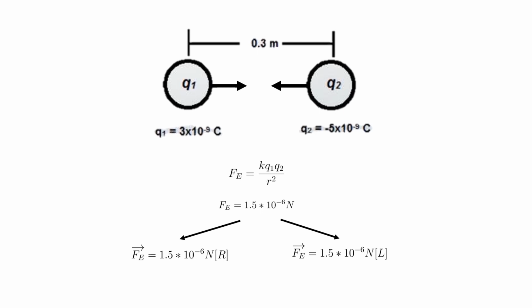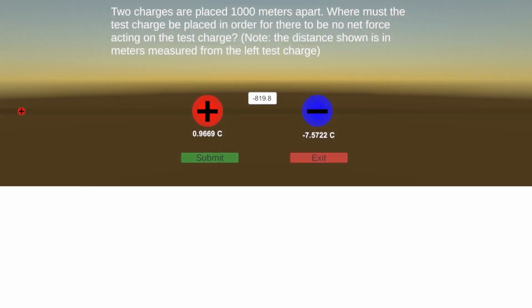Now let's look at a bit more challenging question in order to see if we really do understand the concept. In this problem, there are two charges that are placed 1,000 meters apart. Where must the test charge be placed in order for there to be no net force acting on the test charge? What we can see here is that there are actually three locations in which you can place the test charge: to the left of the first charge, in the middle of the two charges, or to the right of the last charge. So we have three locations.